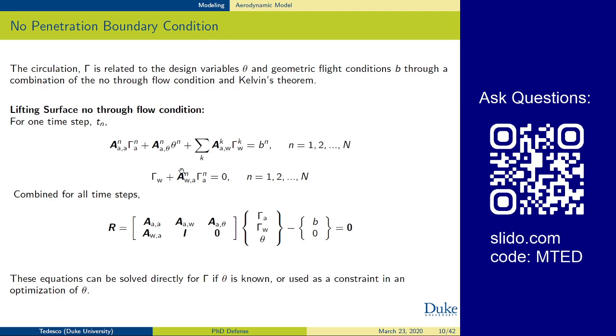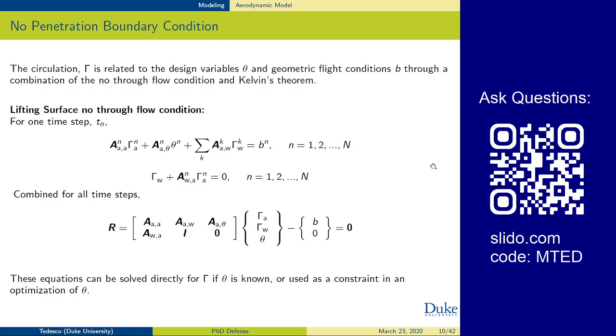It basically is going to be a time derivative of the airfoil circulation relating to the wake circulation. So this is at every time step. We can combine these for all time steps and get a matrix equation of this form here. And just as a heads up, if we knew theta, this would actually have enough equations and enough unknowns to be perfectly solvable. But if we don't know theta, we could just use this as a constraint in our optimization.